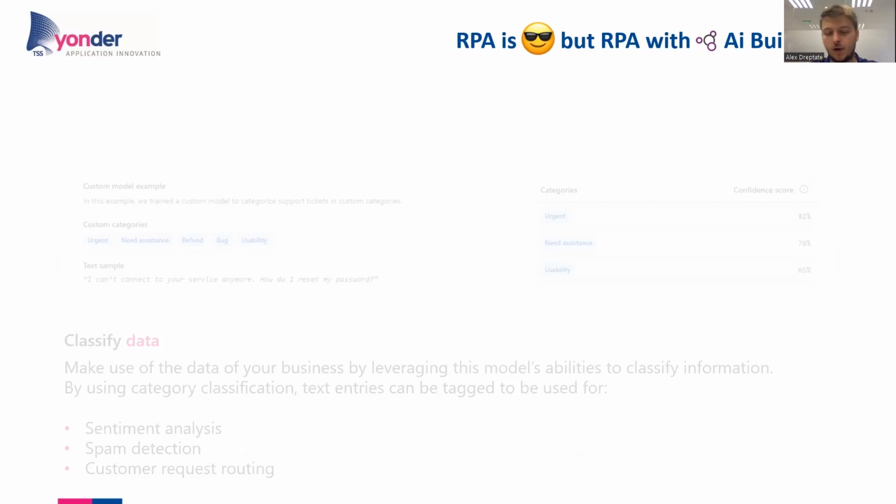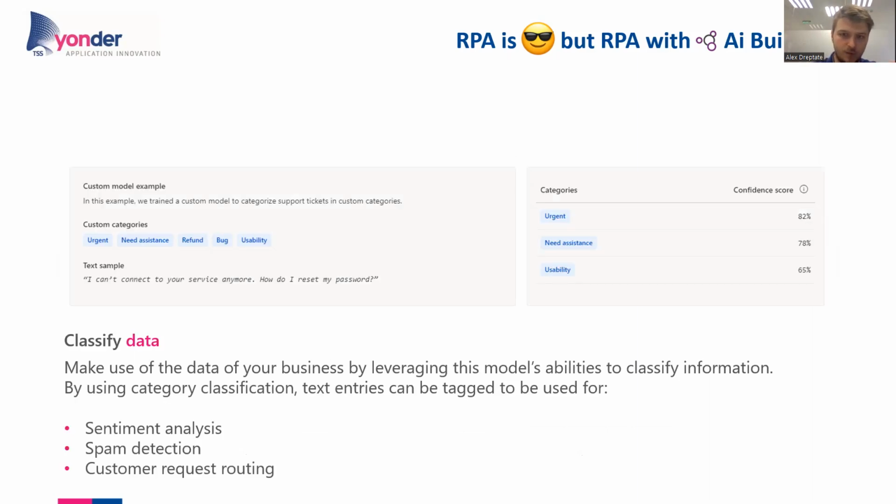Another way of classifying data you'll be able to do with AI Builder. Here I have another simple example. There's a message in which somebody says, I cannot connect to your service anymore. How do I reset my password? And the robot was able to put this text into different categories, which are urgent, need assistance, and usability. So you can use this to sort the information that you get internally or externally and prepare it for later processing.